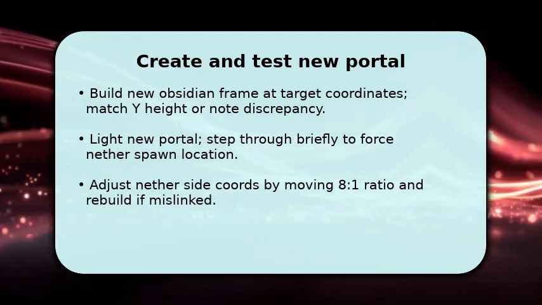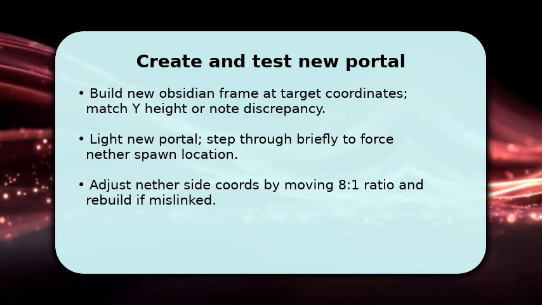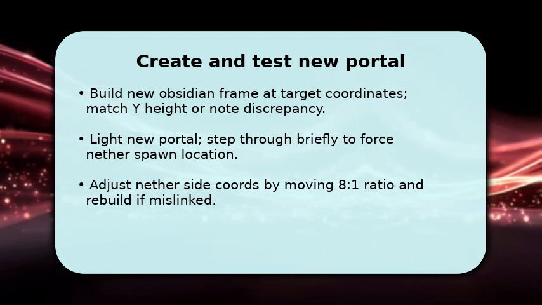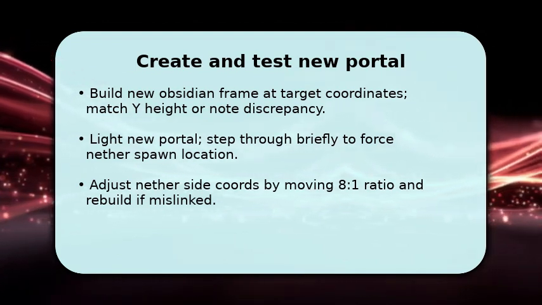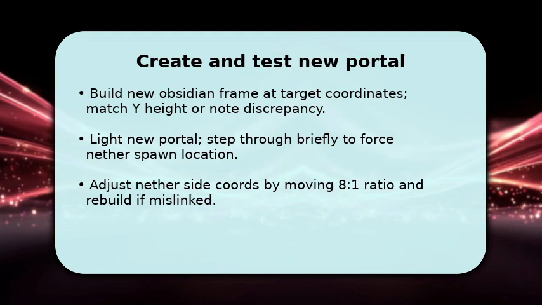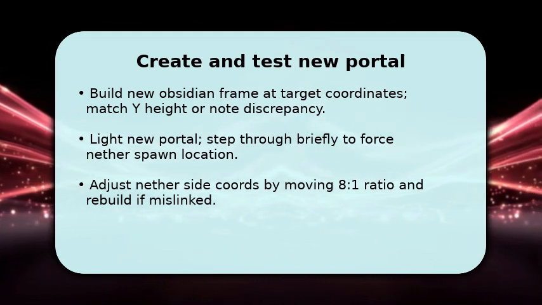to avoid conflicts. If the nether portal spawns offset, move it by rebuilding at the calculated coordinates using X/8 and Z/8 from the overworld. Then test again until stepping through returns you to the intended overworld spot.